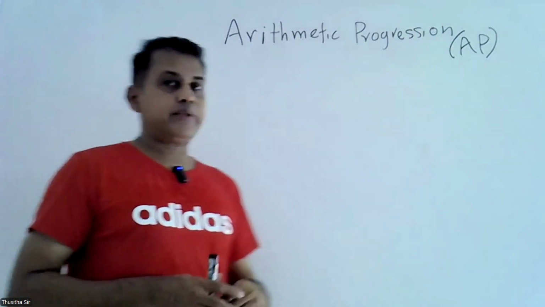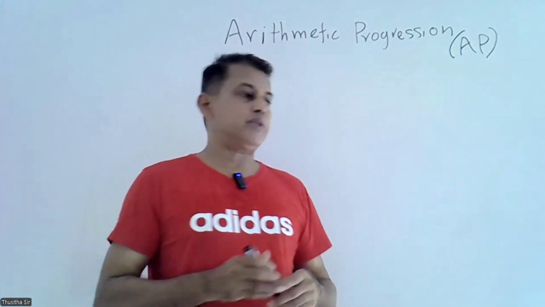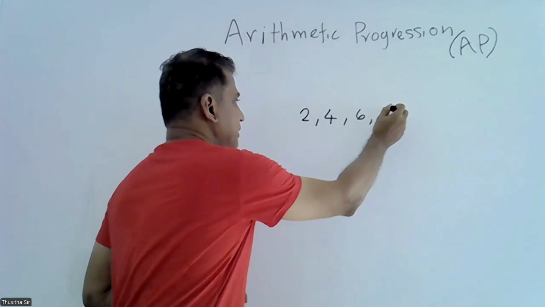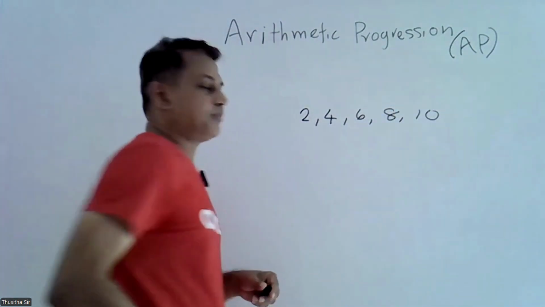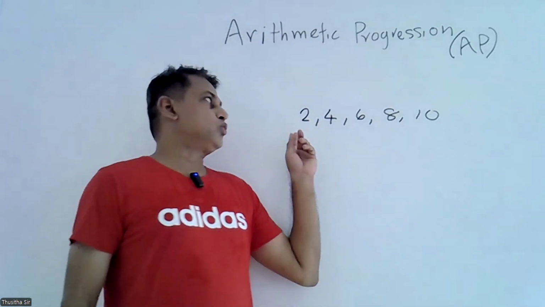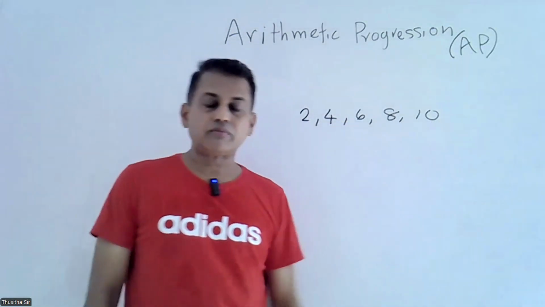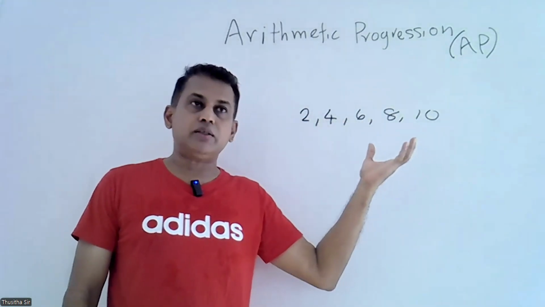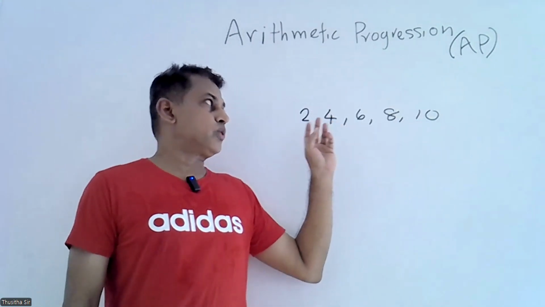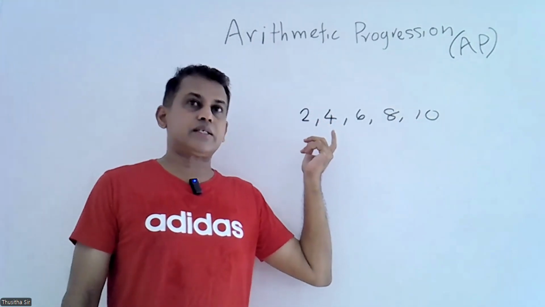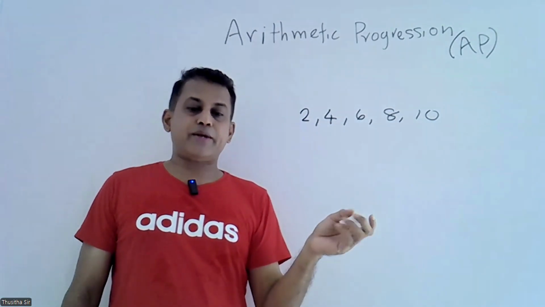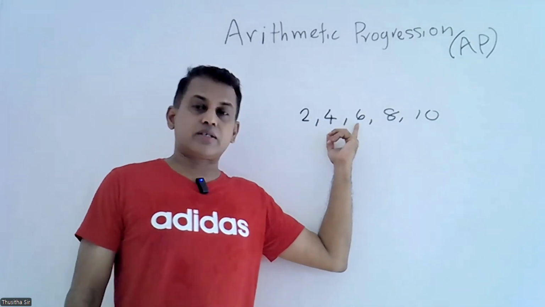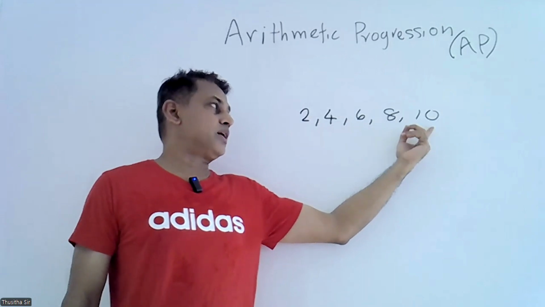In order to understand that, we will take a set of numbers: 2, 4, 6, 8, 10. Now you see 2, 4, 6, 8, and 10. What is special about these numbers? If you look at them, you can see that between two numbers the difference is the same. So 2 plus 2 is 4, 4 plus 2 is 6, 6 plus 2 is 8, 8 plus 2 is 10.